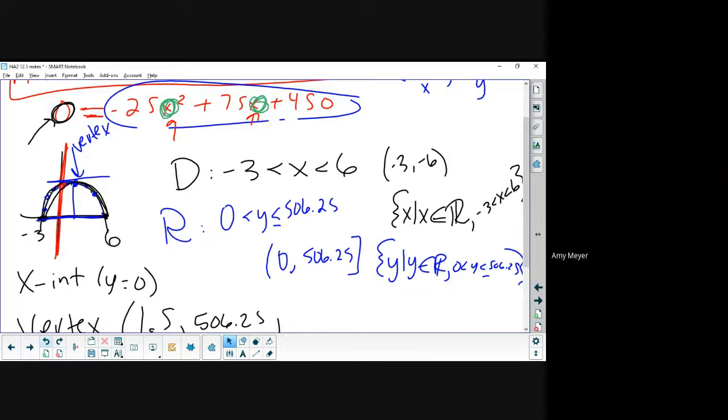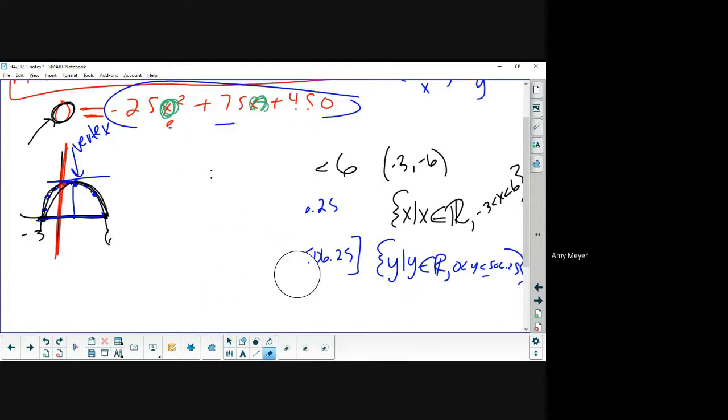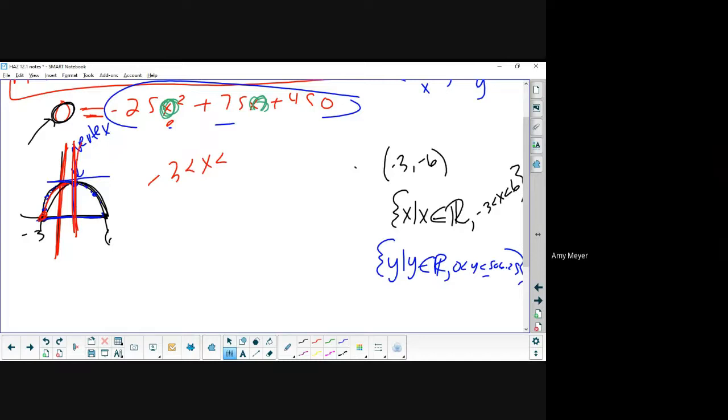The only thing that we didn't talk about, but we've done before, is it might ask you, when is your graph increasing or decreasing? Well, let's look at this graph. If I start here, is it going up or down? Up. So it's increasing from -3 to the vertex, which the vertex was at 1.5. When is your graph decreasing? This is when it's decreasing. So from 1.5 to 6. You wouldn't include the vertex because it's neither increasing nor decreasing at the vertex.